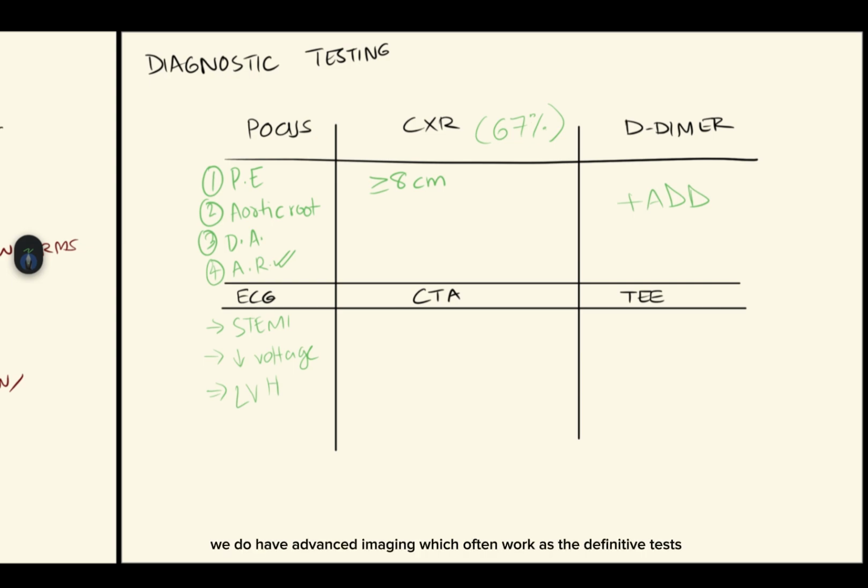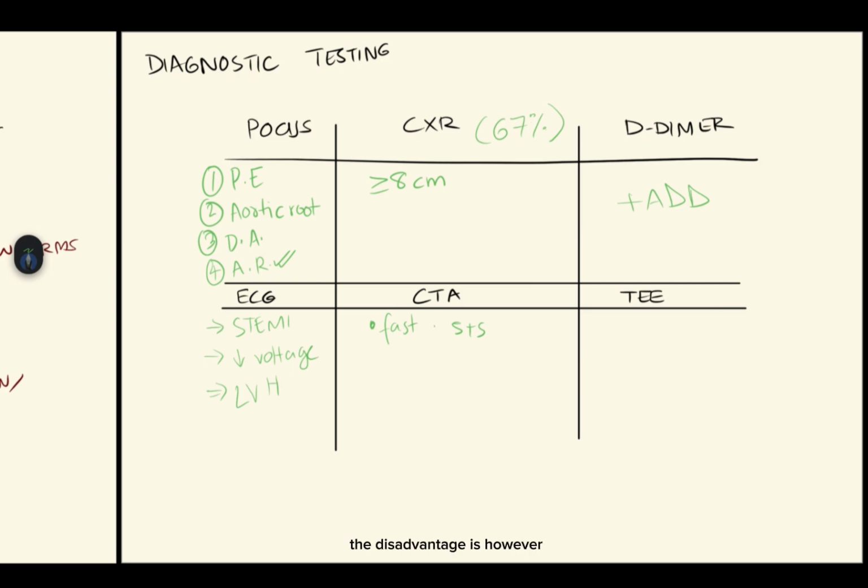We do have advanced imaging which often work as the definitive tests. So we have got CT angio and the alternative to it, which is a transesophageal echo. CT angio is the initial imaging test of choice in all our patients. It's rapidly available, it is very fast, it is sensitive, and it is specific. It shows the flap, it shows where the involvement is, if there is any pericardial effusion, if there are other arteries involved.